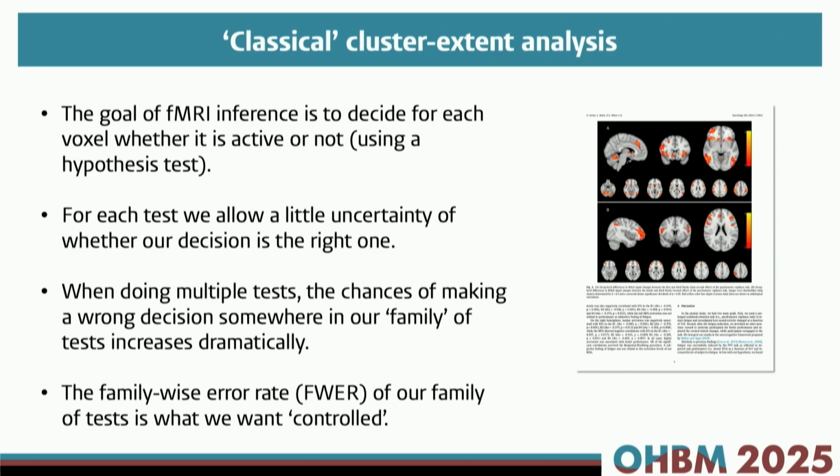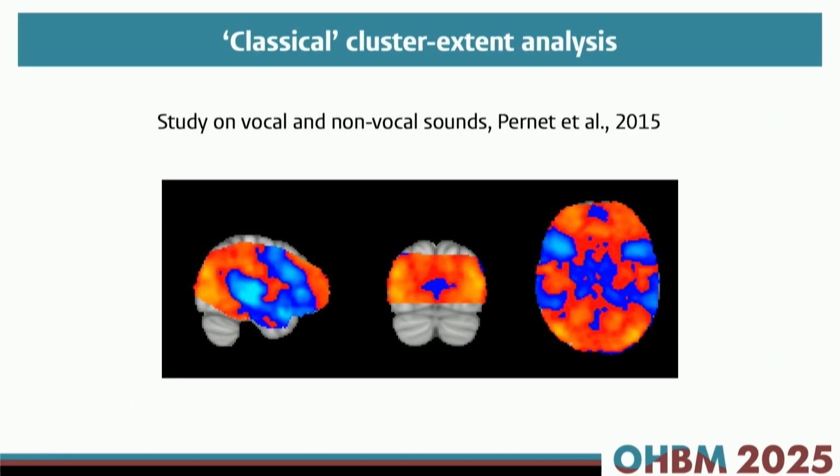So let me show you an example of how this is tackled in the traditional sense. Say that we have this map of activations. These are all the raw Z statistics for the activations. The red ones are positive ones, the blue ones are negative ones.